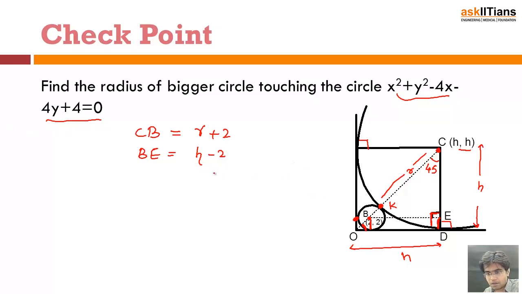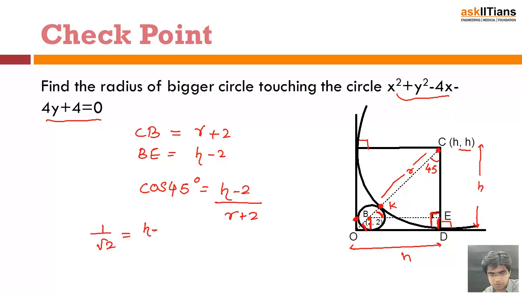Now if I look at this triangle, because this line is parallel to this line and this angle still remains 45, this angle is also 45. So I can apply cos 45 very easily. That means cos of 45 degree is equal to base, that means this side, H minus 2, divided by hypotenuse, that is R plus 2. We know that cos 45 is nothing but 1 upon root 2. So 1 upon root 2 is H minus 2 divided by R plus 2.